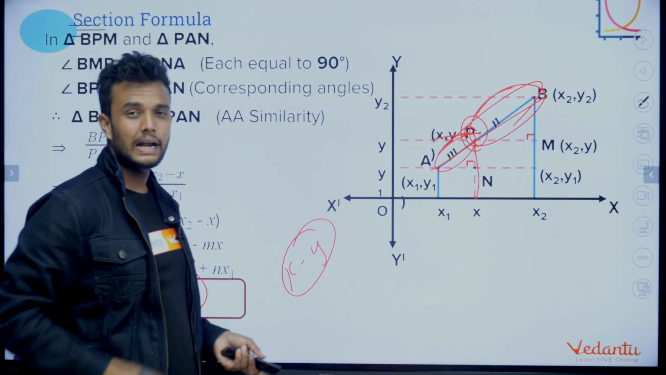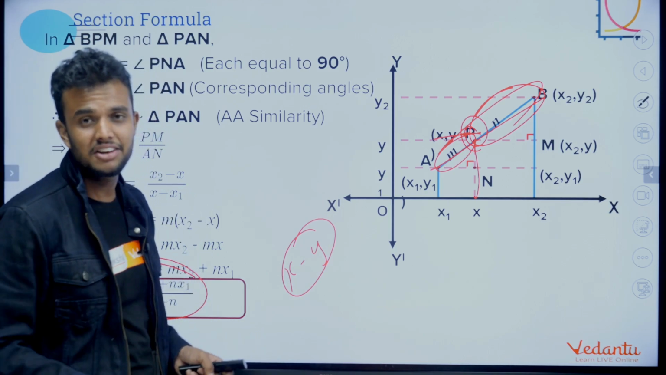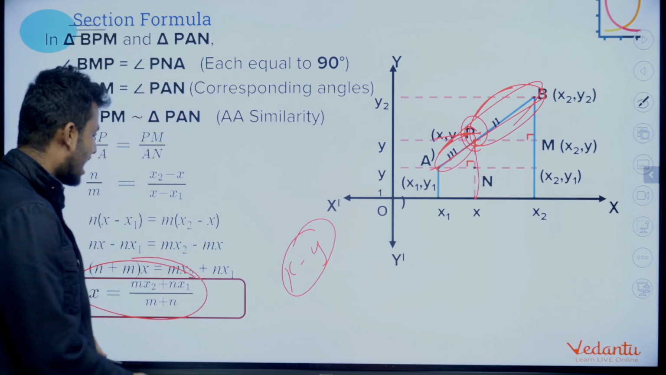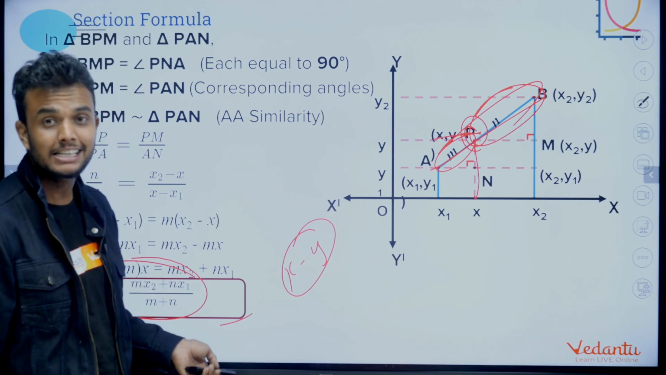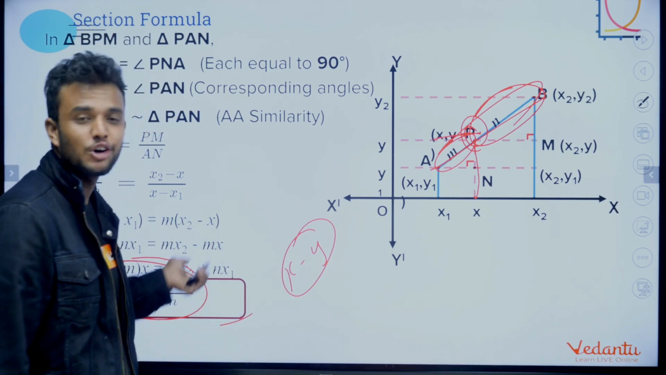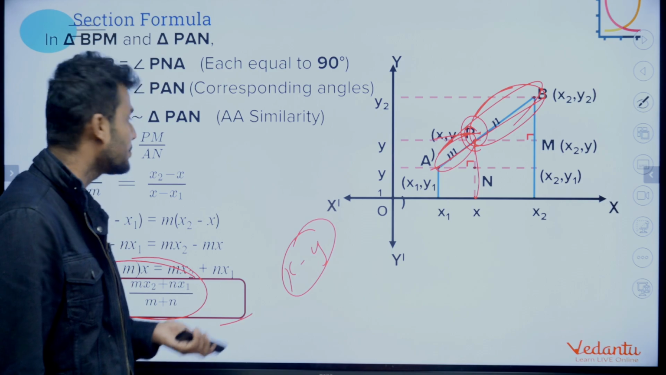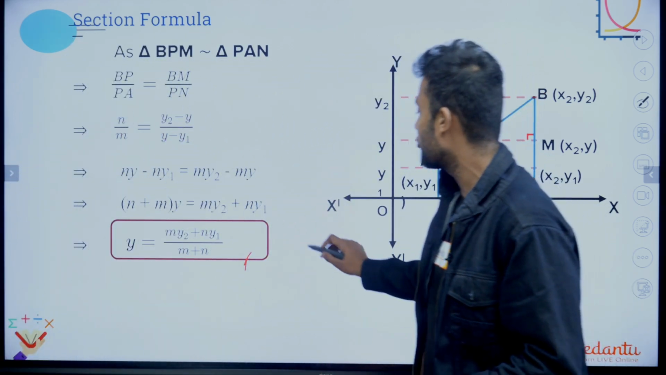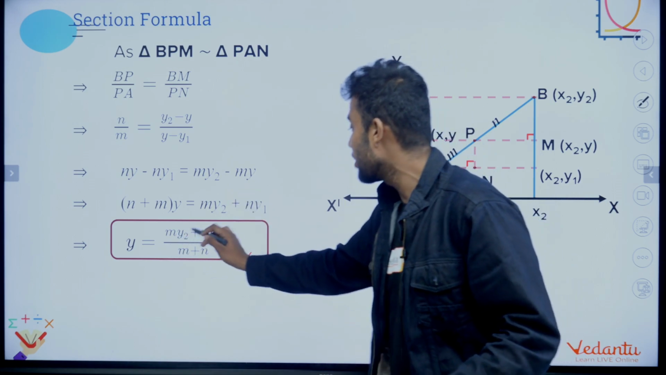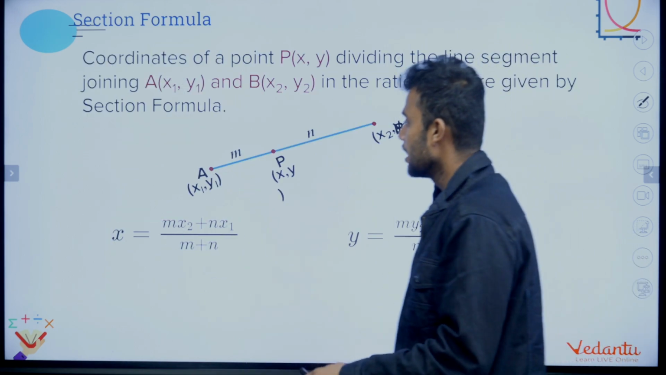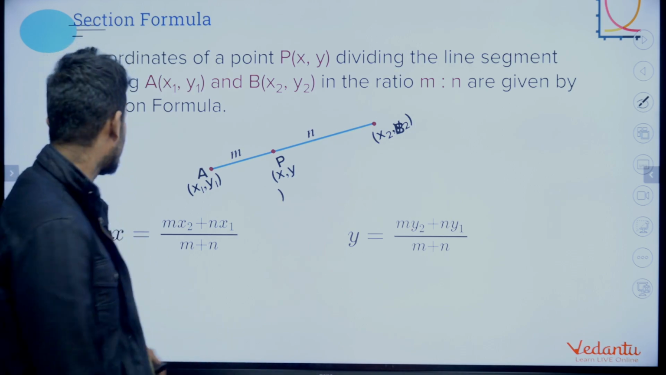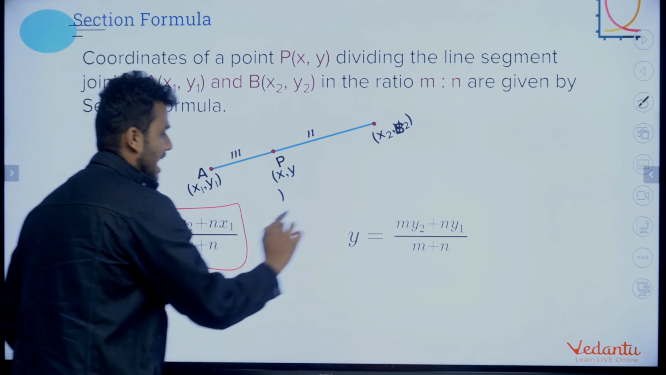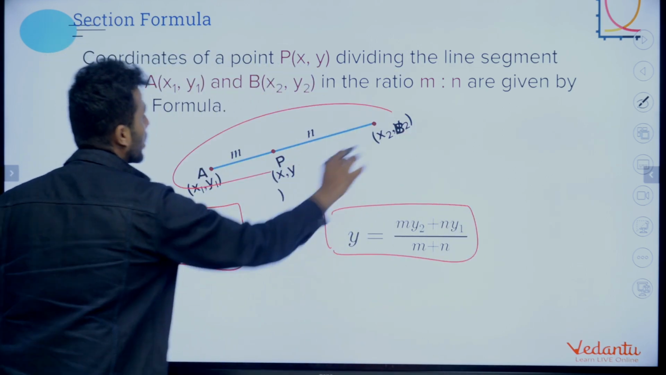Okay, don't concentrate on the derivation. They never ask the derivation in your board exam. They ask problems based on the formula. X value is equal to mx2 plus nx1 divided by m plus n. In the case of y, how to find the value of y? Y is equal to my2 plus ny1 divided by m plus n. Finally, we can write like this: this is the x value, this is the y value, this is the coordinate value.